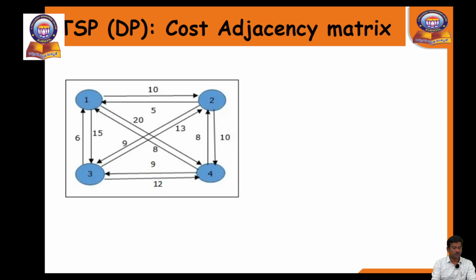So when you consider the cost adjacency matrix, 0 to 0 will be equal to 0, and similarly 0 to 1.